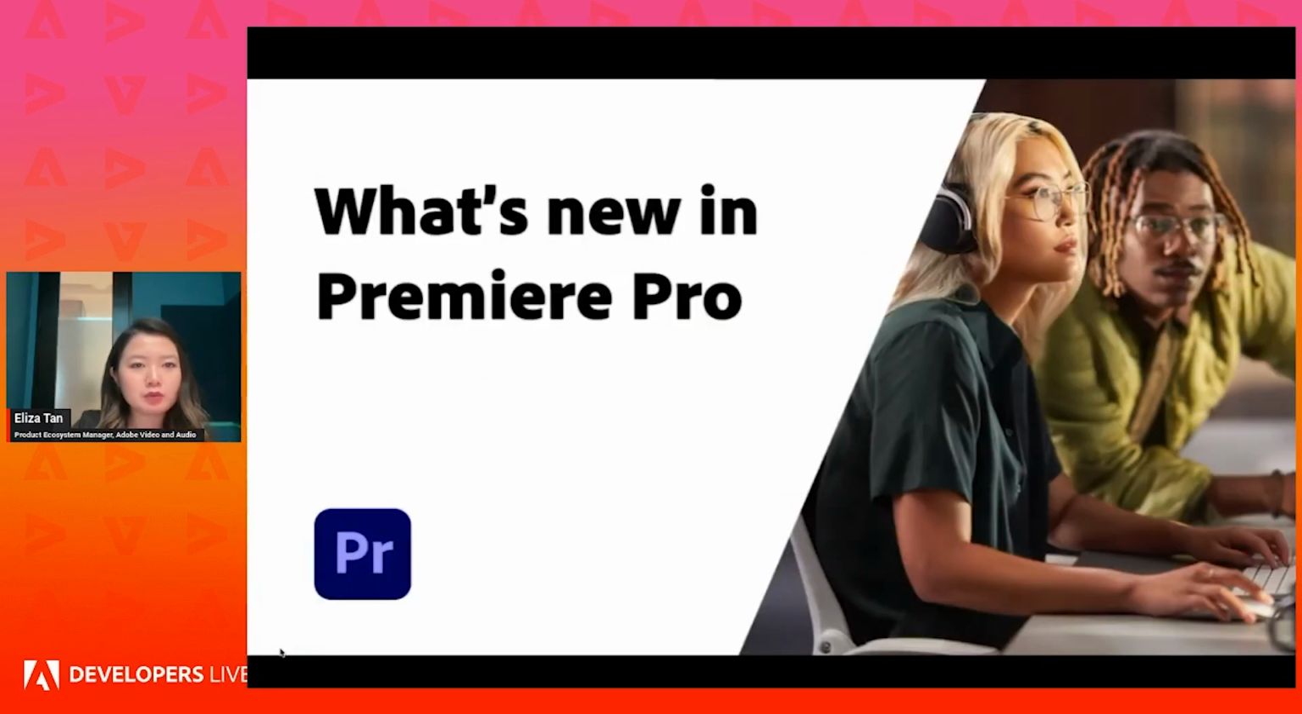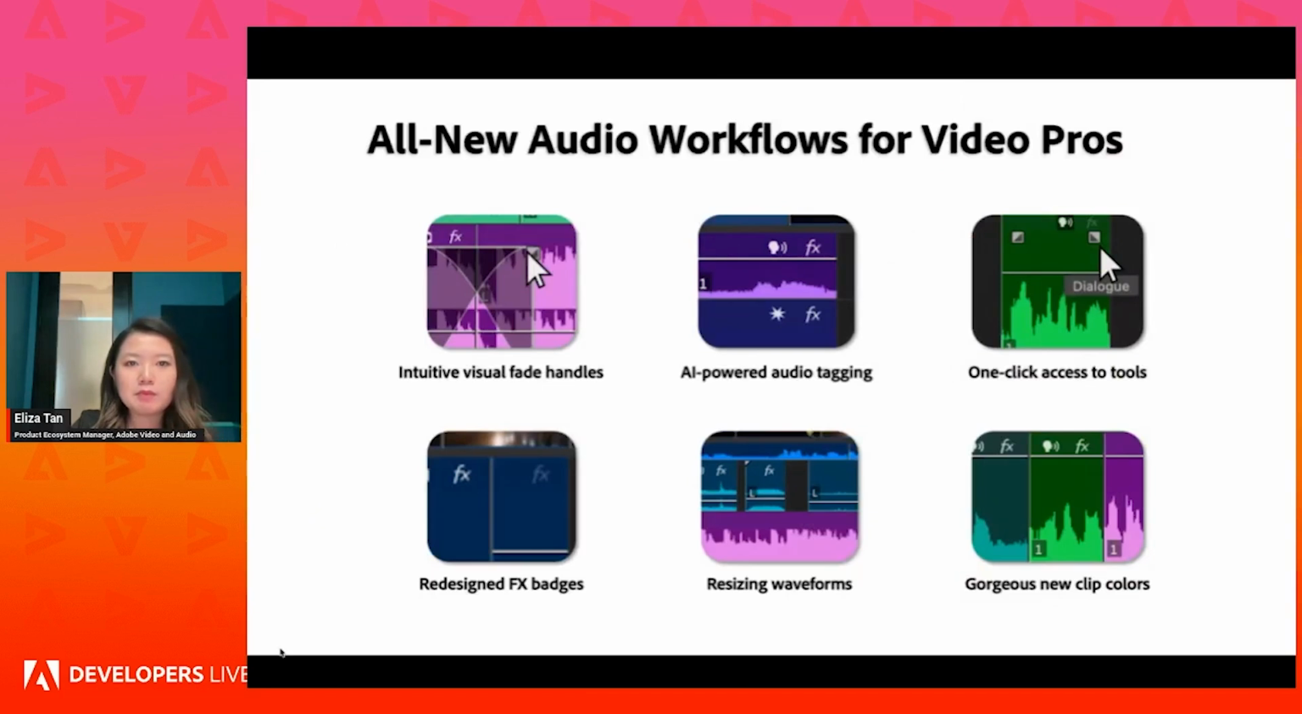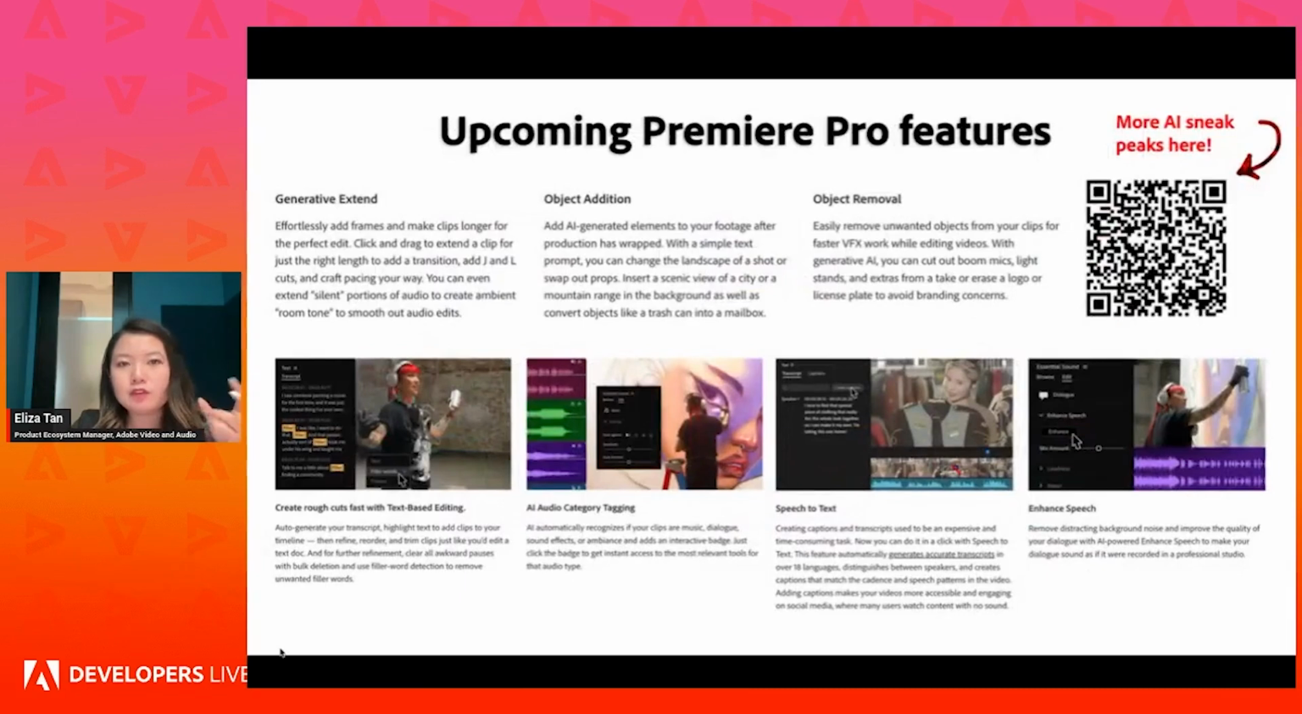In the interest of time, I won't dive too much into what's new. I believe in Dan's session earlier they talked about our roadmap as well. But we have new audio workflows for video pros, and some upcoming features for Premiere Pro that pertain to AI and Gen AI that are coming later this year. Generative Extend, we announced some exciting new explorations in terms of partnerships, object addition, object removal, along with other AI features that are now in product. I've included the QR code to that landing page where you can find out more of what's happening in the AI space for Premiere.